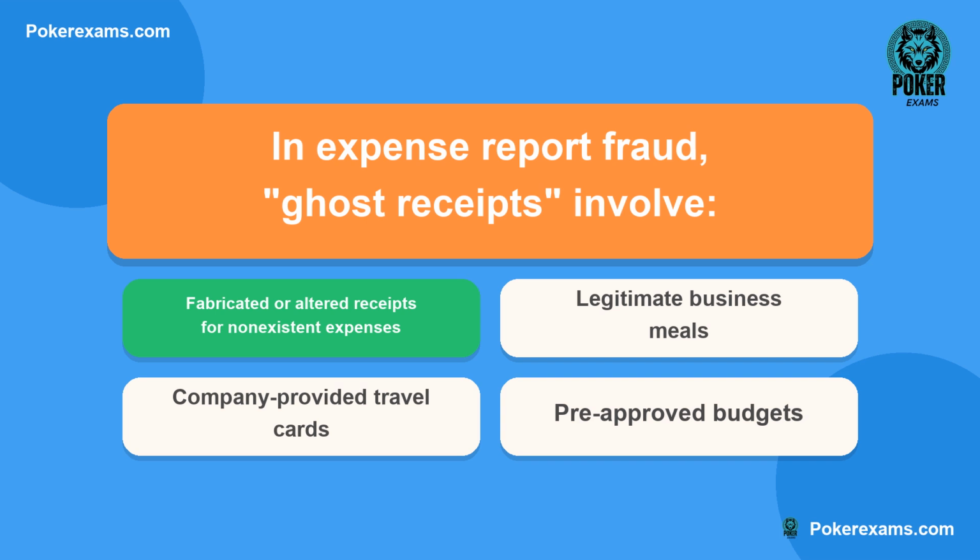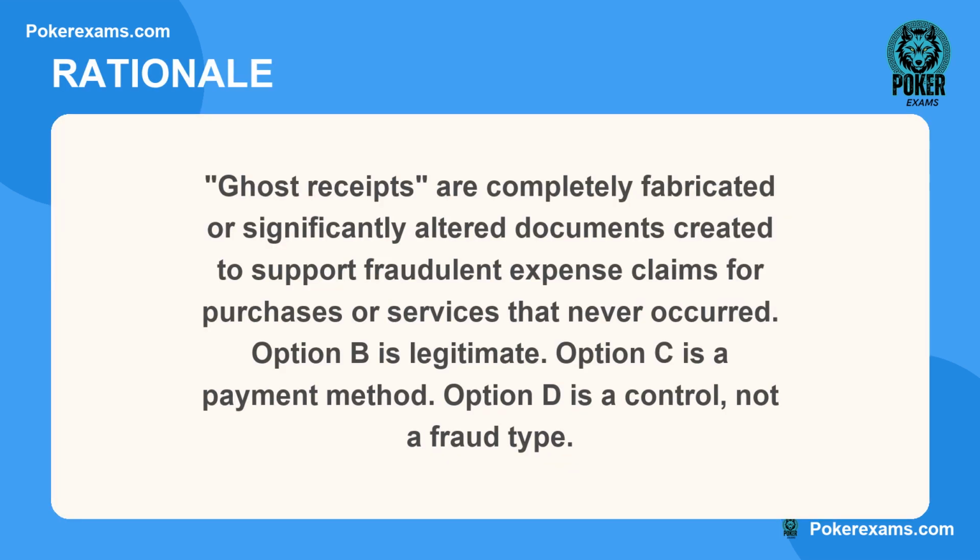The correct answer is A. Here is why. Ghost receipts are completely fabricated or significantly altered documents created to support fraudulent expense claims for purchases or services that never occurred. Option B is legitimate. Option C is a payment method. Option D is a control, not a fraud type.